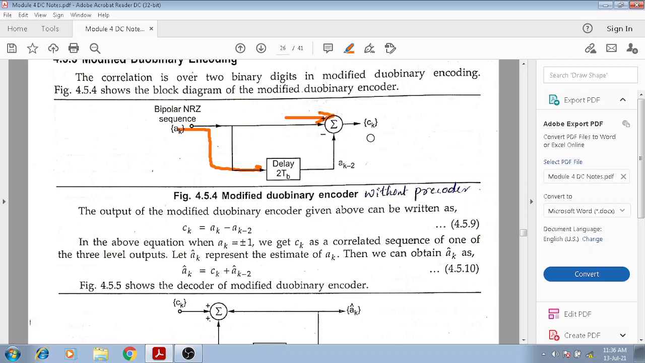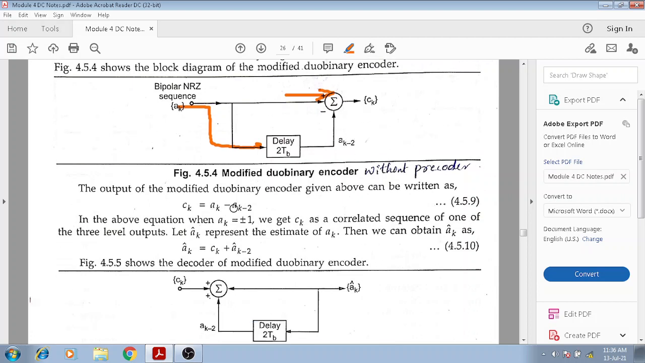The output ck is given by ak minus ak-2, and this ak is a 2 level sequence of plus or minus 1, and this ck can be considered as the correlated sequence of the 3 level output. That means ck consists of how many levels in the output? 3 levels. It could be 0, +2 or -2.